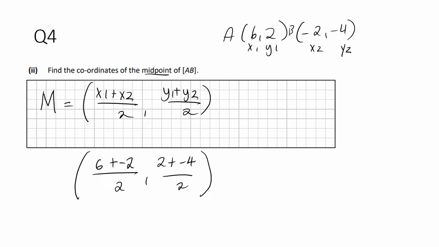In your calculator, you can use the fraction button, put 6 plus minus 2 over 2, and you'll get 4 divided by 2, which is 2. And then 2 plus minus 4 over 2, so 2 take away 4 is minus 2, divided by 2 is minus 1. So that is your midpoint, and you get 5 marks.